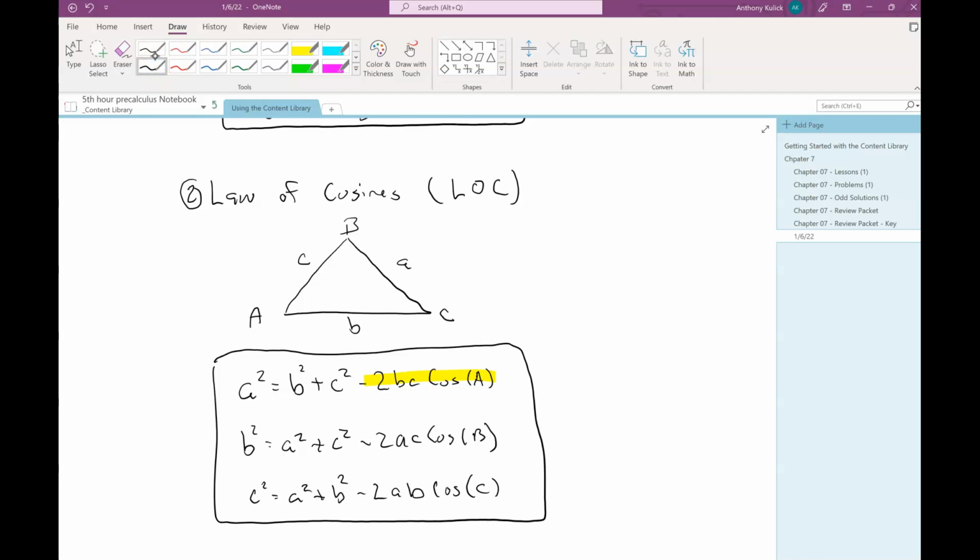Okay, so we have these two new tools, right? The next question that you should be asking yourself is, okay, Mr. Kulik, how do I know which one I'd want to use when, right? Before, when we had the Pythagorean Theorem and SOH CAH TOA, it was pretty obvious when you'd want to use one versus the other. Here, I don't know, they both seem like, how would I know which one I'd want to use?